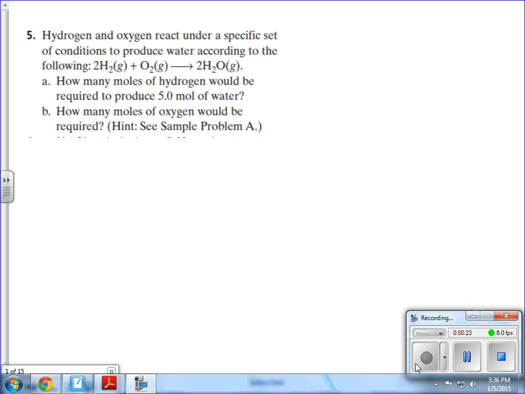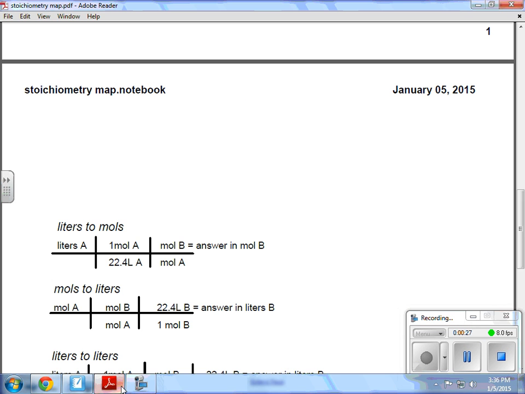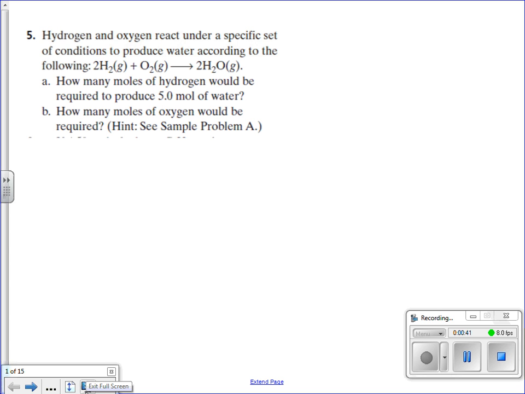You will need a periodic table, and I will also use this stoichiometry map as a reference. I'll go back and forth to it, so you might also want to print that out or at least have it pulled up on your desktop so you can get to it quickly. You don't have to have it, but it might be helpful.